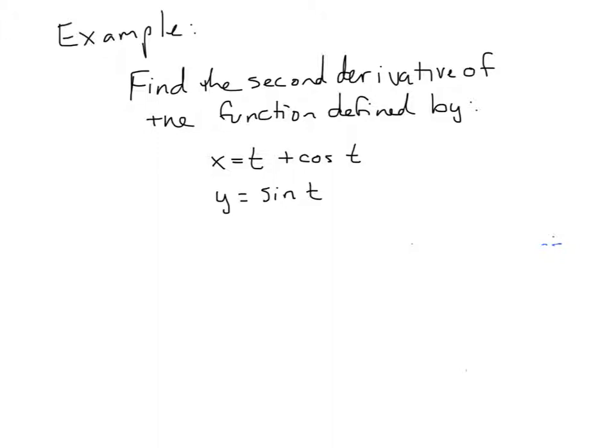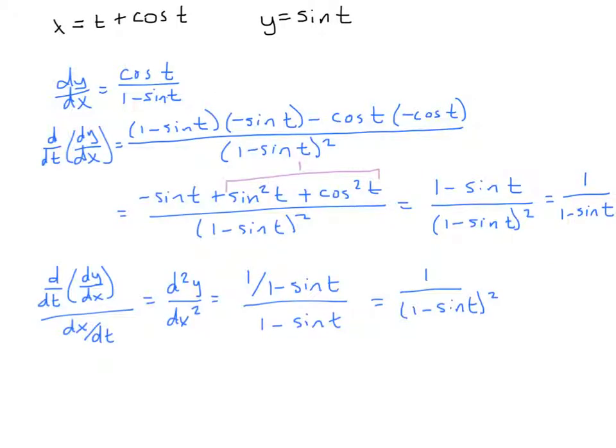In the example, we need to find the second derivative, and usually they'll say something like find the acceleration, and they'll give you the position functions. So anything that you would use a second derivative for, if they tell you to find it and they give you parametric equations, this is how you do it. They tell us that x is equal to t plus cosine of t and y is equal to sine of t. I wrote the functions up here.